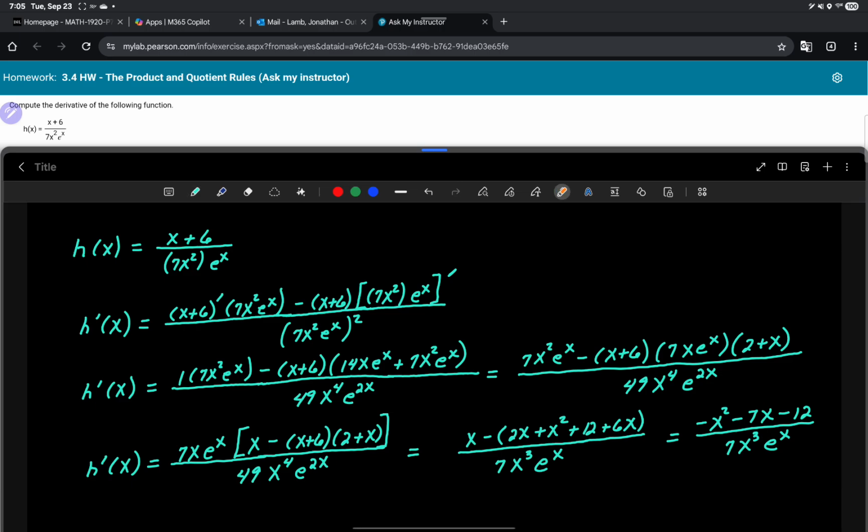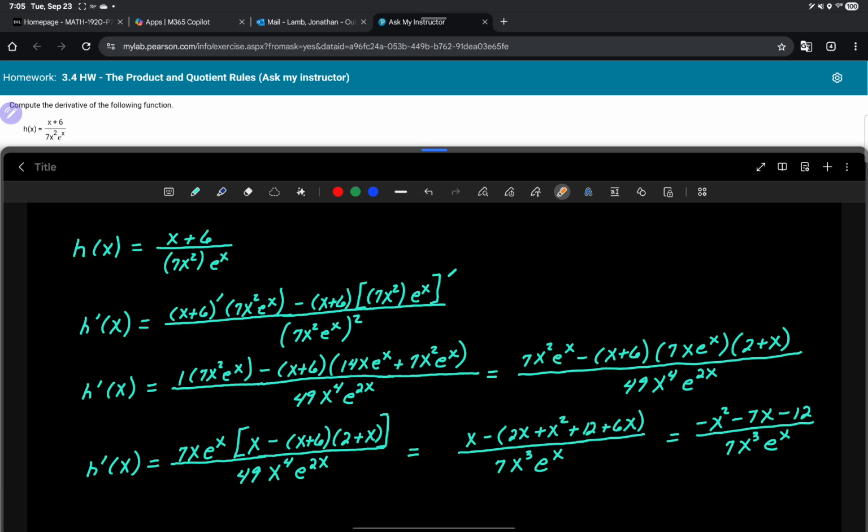So looking at this one here, our original function h of x is equal to x plus 6 over 7x squared e to the x. Notice I went ahead and put the parentheses there in the denominator just to make sure that we can see there are two terms being multiplied in that denominator. Now, when I take the derivative, the formula tells me to square my denominator, so I'll go ahead and do that. And then I'm showing where I'm going to take the derivative.